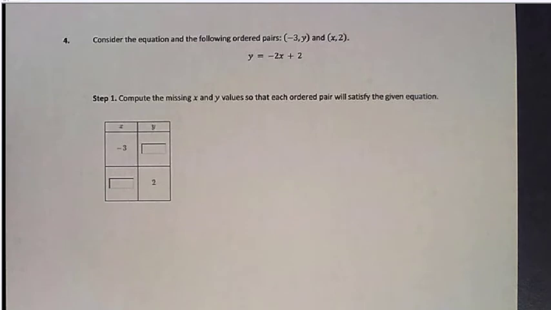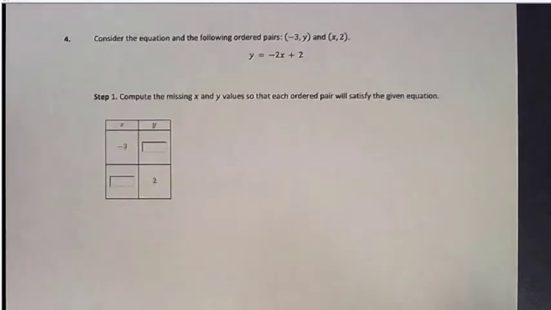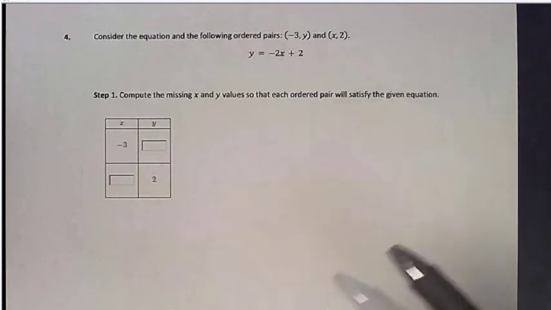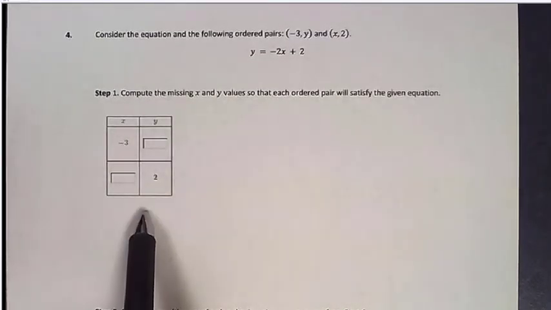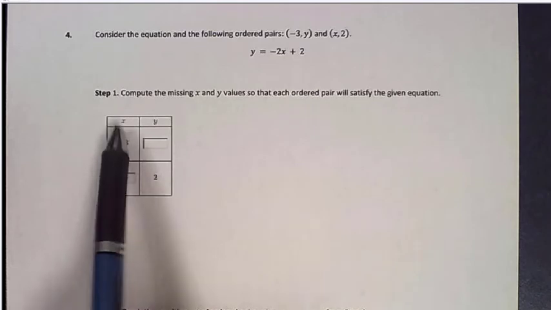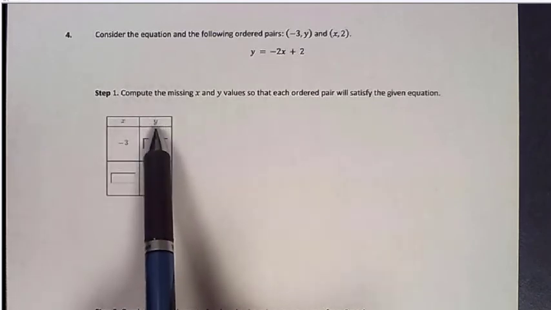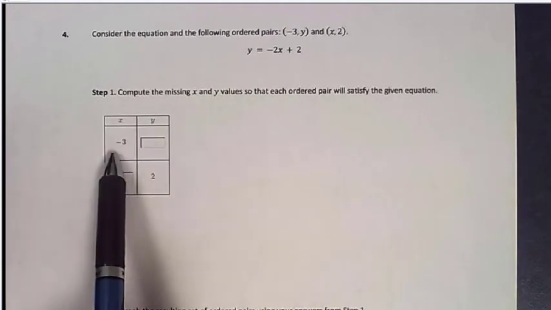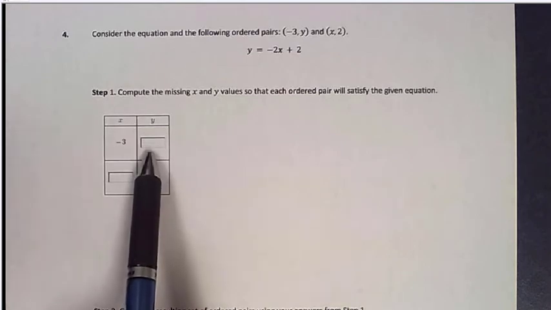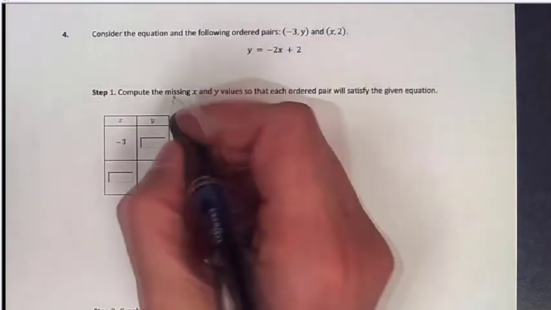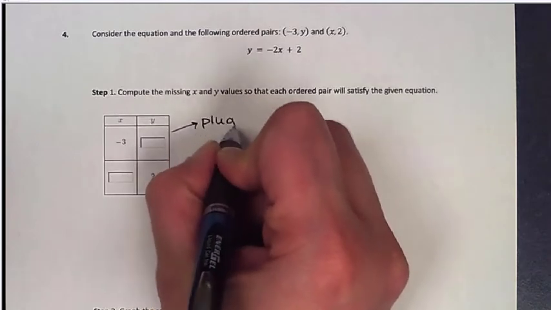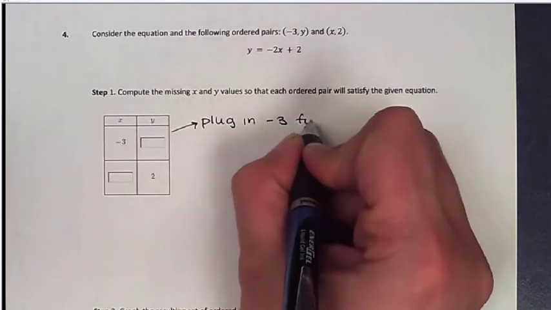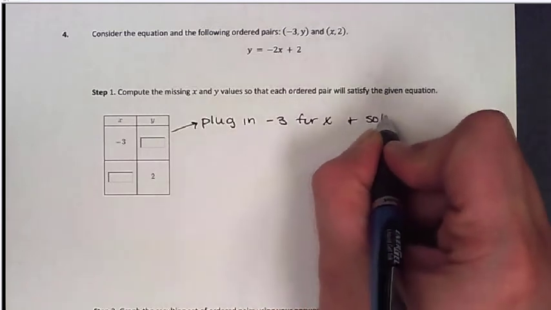So for our last example for this video, we are looking at a very similar problem to what we just did. It's just presented to us in a different format. So here, instead of presenting it to us as 2 steps, they actually presented it to us as a chart. So notice that they've labeled the first column as x and the second column as y. So for this first point, that is a point, -3, comma, something we don't know yet, we're going to plug in -3 for x and solve for y.